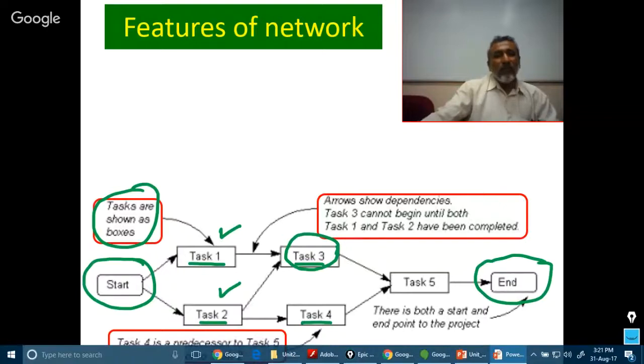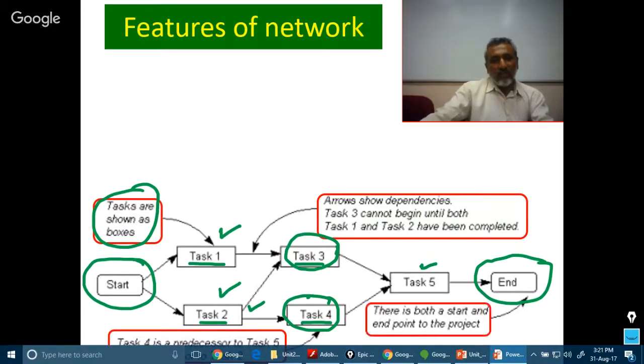Task 4 is a predecessor to task 5 and a successor to task 3. That is, this task 4 is a predecessor to this activity and a successor to this activity. So there is both a start point and an end point for a CPM.